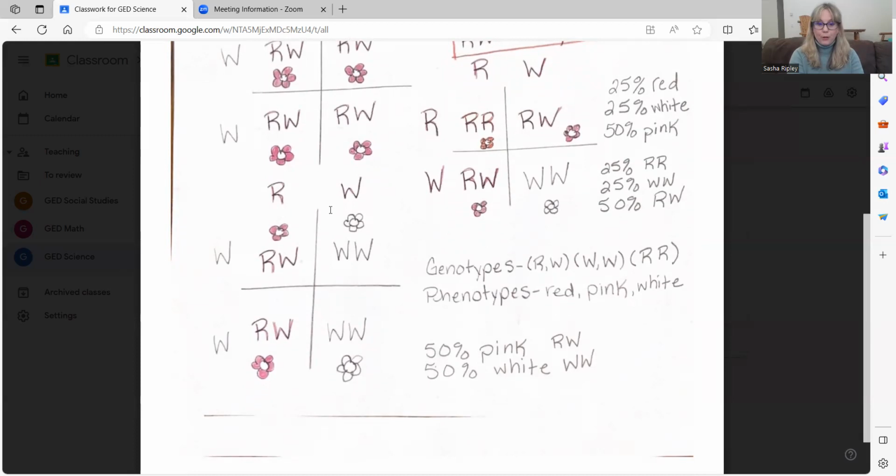This Punnett square has a parent with RW, a heterozygous genotype, and a parent with WW, a homozygous genotype: R and a W, W and a W, R and a W, W and a W. So now what are our genotype probabilities for the offspring of these parents? The genotype probabilities are 50% RW, 50% WW. So I've got phenotype percentages also of 50% pink and 50% white.